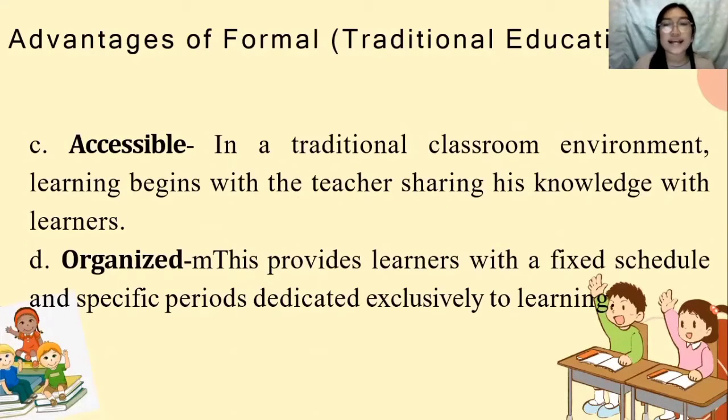Next, the third one is accessible. In a traditional classroom environment, learning begins with the teacher sharing his knowledge with learners, and then it proceeds with discussions between the teacher and the learners, and it ends with the new information written in notebooks. For learners of specializations that have nothing to do with technology, printed courses and books from the library are, in most cases, enough.